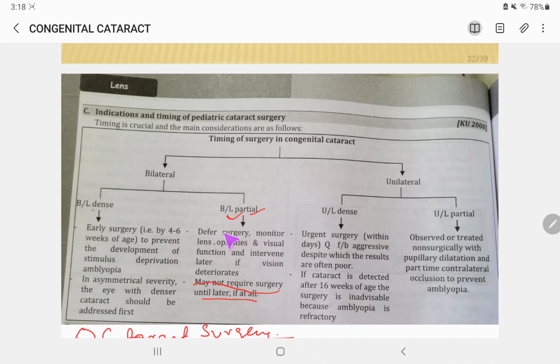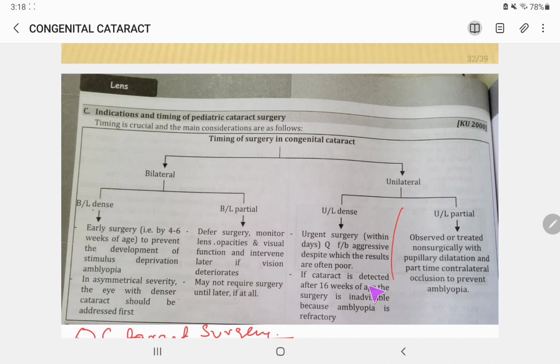So we have to monitor the visual function and opacities, but surgery may not be advisable. In unilateral dense, it has to be done very urgently: if the child is born today, then we have to do it tomorrow. Day one is when he is born, and day two, if the child has a unilateral dense cataract, we have to do it urgently. And then aggressive follow-up.